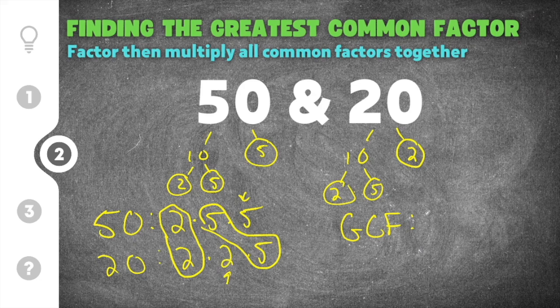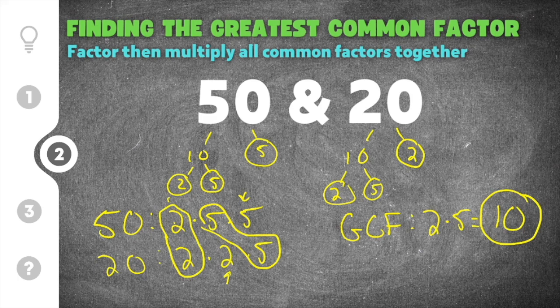We can only use a 2 because they have a 2 in common and a 5 because they have a 5 in common. So that's what we're going to multiply together, 2 times 5. Now 2 times 5 is 10. So the greatest common factor between 50 and 20 is 10 because we use the factors they have in common and we multiply them together to get the number 10.